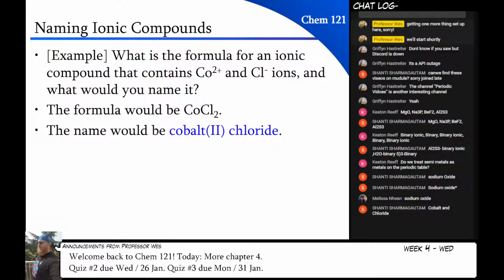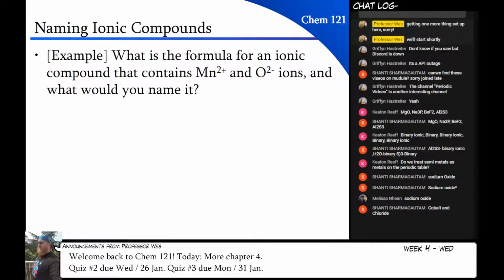All right, so I'm going to give you another example here. This one uses Mn2+ and O2-. It's really hard for me not to just say the ions. I almost did. So I want you to do the same thing. I want you to tell me the formula that you would construct out of this, and also its name. And this is actually an important exercise, because you're going to have to do both of these things for all of these problems.